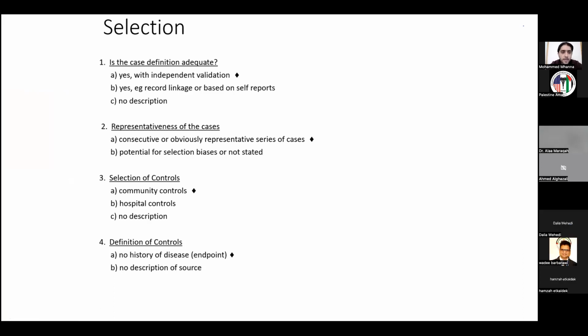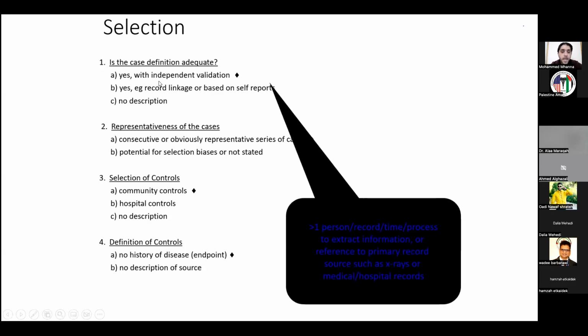So let's navigate through this questionnaire, or this tool, to assess the quality of your included studies. Here, for example, for the case, you have to ask yourself this question: is the case definition adequate or not? If you believe that the case definition was adequate, for example, if this was not a randomized controlled trial but an observational study, and they defined the cases as STEMI patients based on the EKG, then the case definition was adequate, right? So you give this study a star for this item.